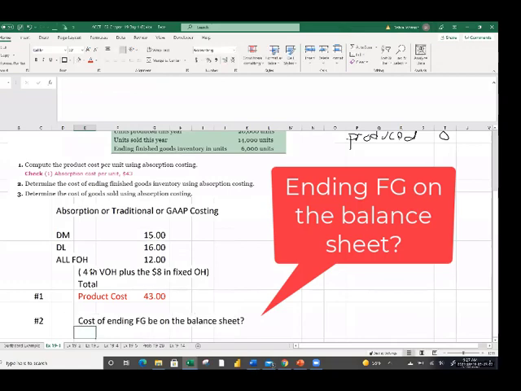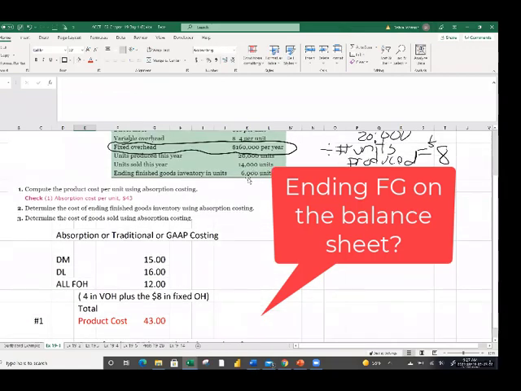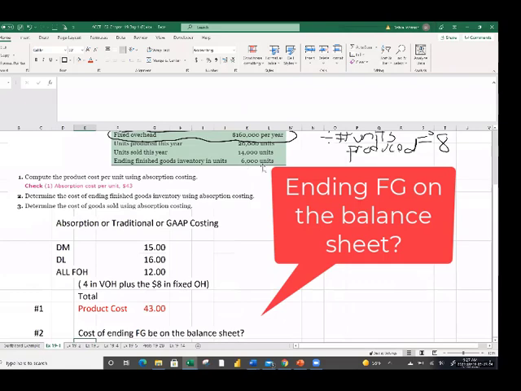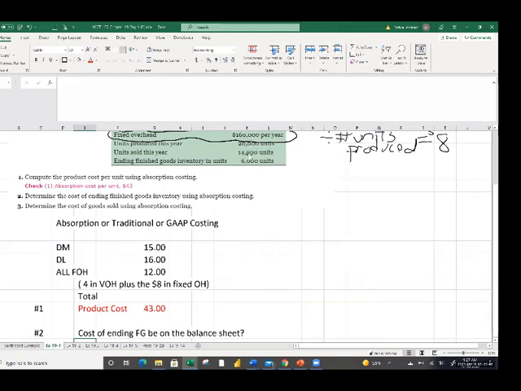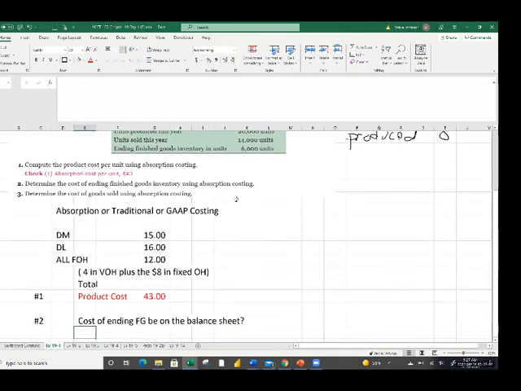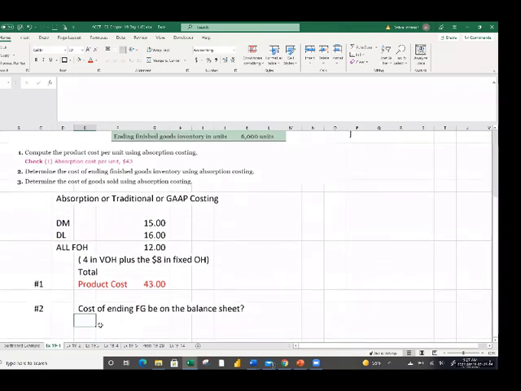Well, I wouldn't have given you this last line here. I would not have told you that there were 6,000 units on hand. I would have made you figure it out. I would have made the statement there was no beginning inventory, and you would have had to figure out that if we produced 20 and we sold 14, there is 6,000 units sitting on that balance sheet in finished goods.